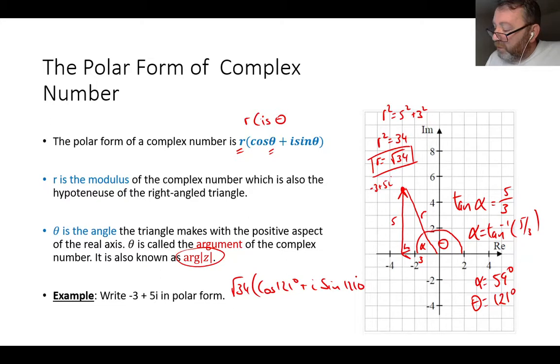Now don't worry about using degrees. That's perfectly fine. It's allowed and it's doable. I'm not going into radians. I don't do radians. I work in degrees only, as you already know.